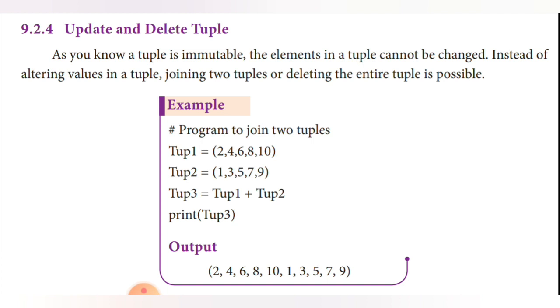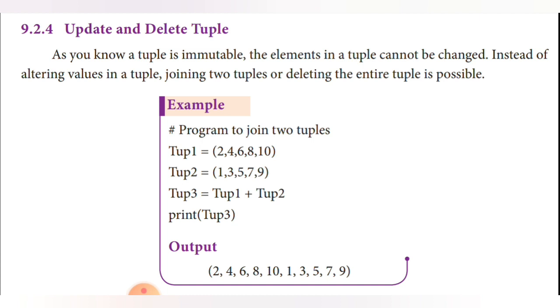We already know a tuple is an immutable data item. What does immutable mean? The elements inside the tuple cannot be changed. Then how can we update and how can we delete tuples? Now you can see what options are available to delete and update the elements of tuples.